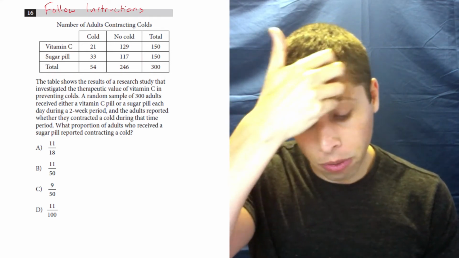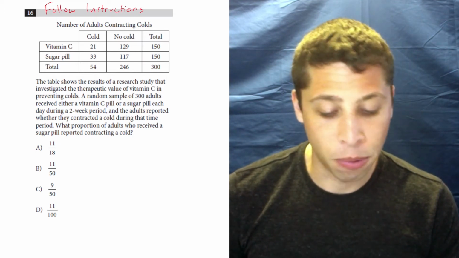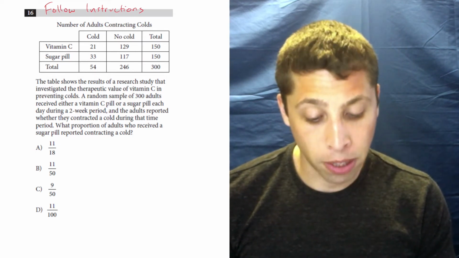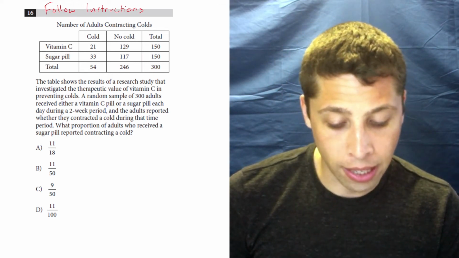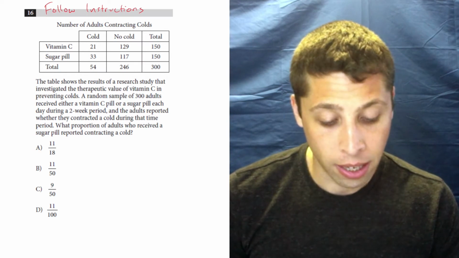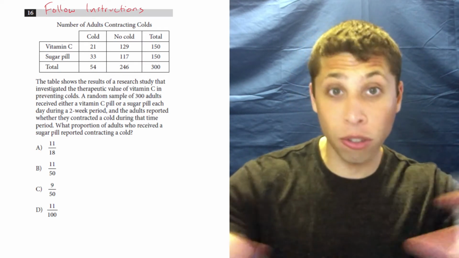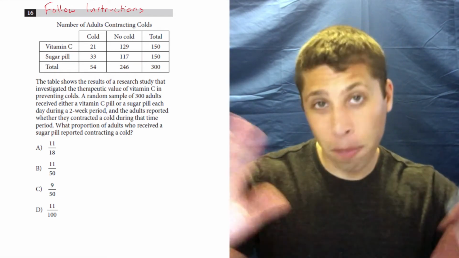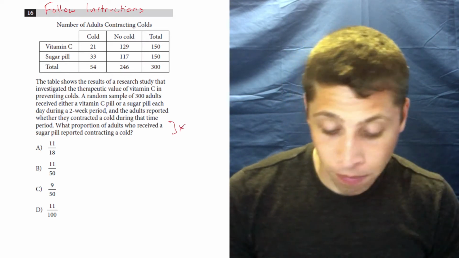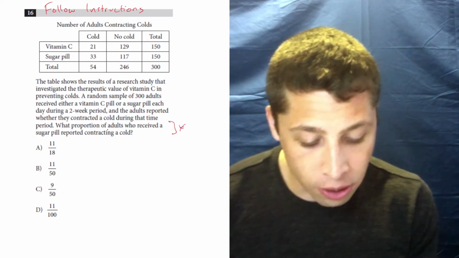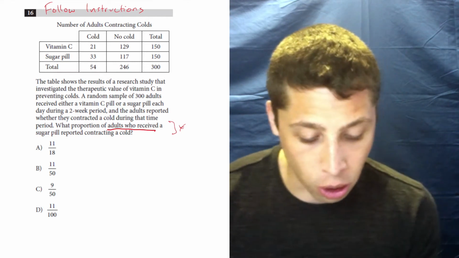The table shows the results of a research study that investigated the therapeutic value of vitamin C in preventing colds. A random sample of 300 adults received either a vitamin C pill or a sugar pill each day during a 2-week period, and the adults reported whether they contracted a cold during that time period. So this is all just description of what the chart says. All that is just setting me up for the main event right here. What proportion of adults who received a sugar pill reported contracting a cold?